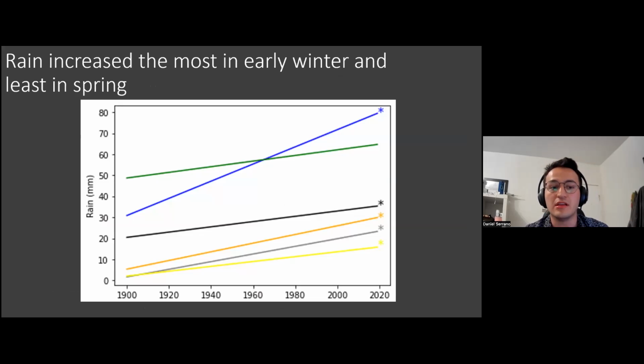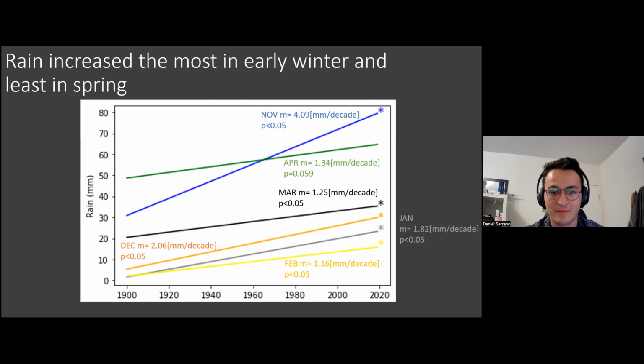Splitting up that 100-year period into the individual months and looking at the trends by the individual months, we see that the biggest changes and increases in rain were found in the early winter period, that is in the months of November and December, as you can see in the blue and orange curves. On the other hand, spring showed the least amount of increase, of only about 1.25 millimeters per decade, and April did not show any significant trends at all.